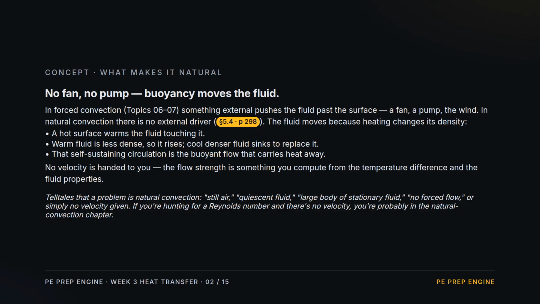Notice what's missing. Nobody hands you a velocity. You compute the flow strength from the temperature difference and fluid properties. The telltale exam words are still air, quiescent fluid, or stationary fluid.